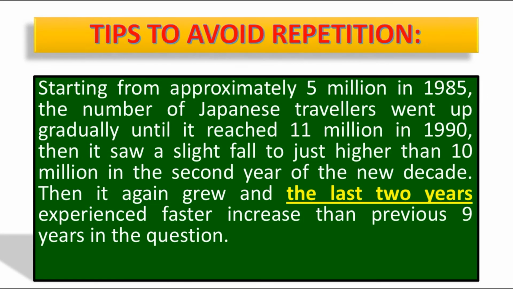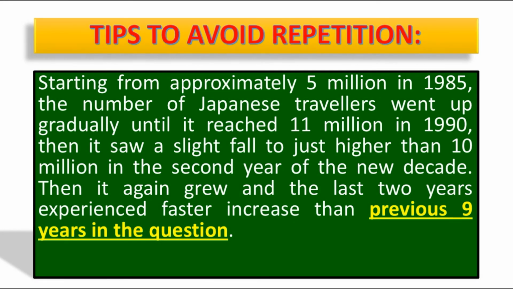And the second tip for avoiding the repetition is "the last 2 years." The last 2 years in the question, what can they be? So they can be 1994 and 1995. Now pay attention to my second sentence. Then it again grew and the last 2 years experienced a faster increase than the previous 9 years in the question. If you can remember, the last 2 years, so faster growth than the other years. So by the help of this structure, I have avoided another unnecessary repetition of the 2 years.